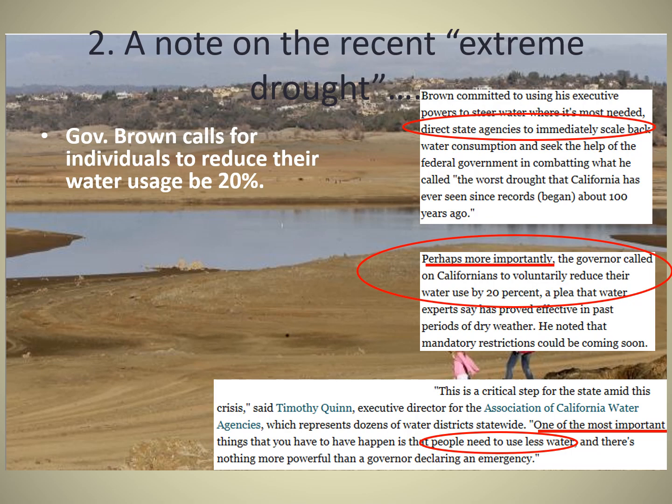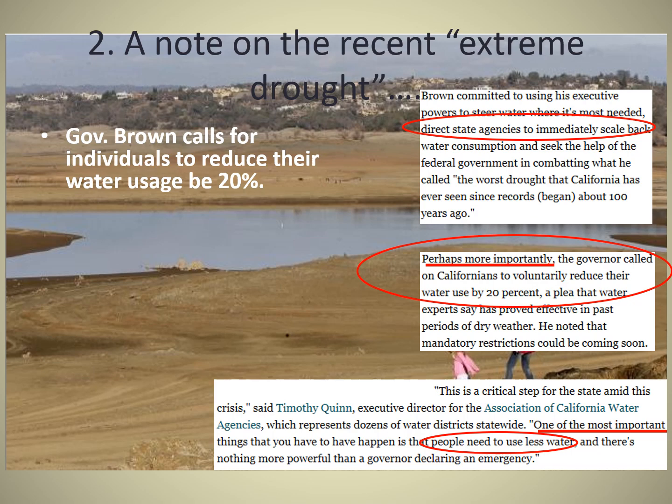And so these clips come from a San Francisco newspaper from 2014. Governor Brown called on individuals at this time to reduce their water usage by 20%, excuse the typo, because we are in an extreme drought, the most extreme ever recorded. And I'm telling you right now that it will not be the last. We will be right back where we are because we don't really have much water in California. Most of it comes from the Colorado River, 50% to be exact.